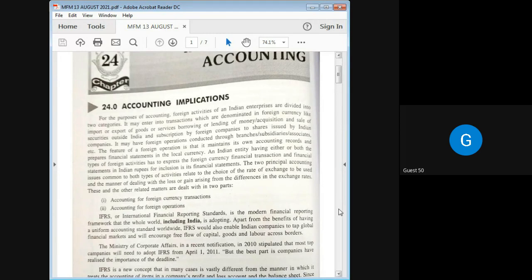Okay, so the two principal accounting issues common to both types of activities relate to the choice of the rate of exchange to be used and the manner of dealing with the loss or gain arising from the differences in the exchange rate.